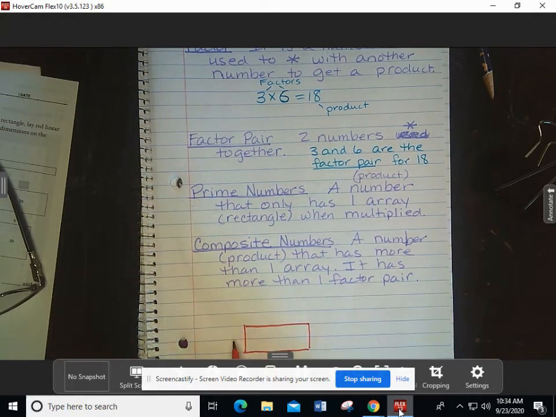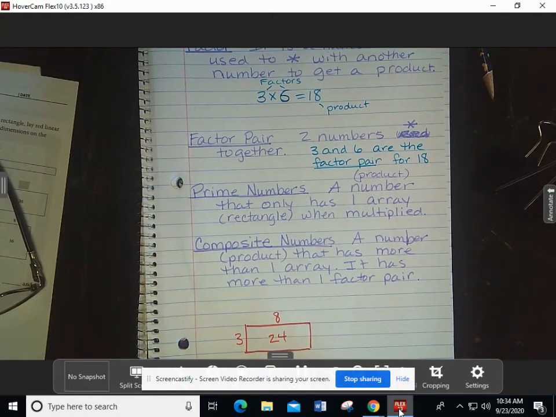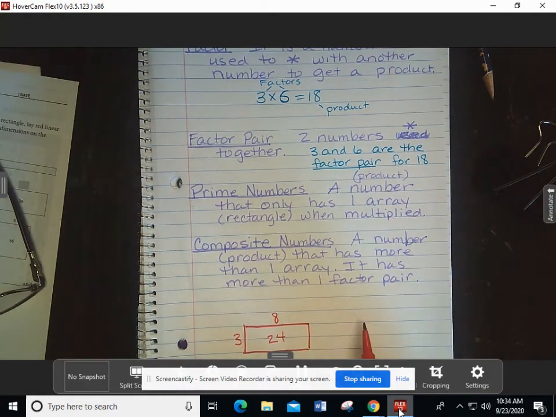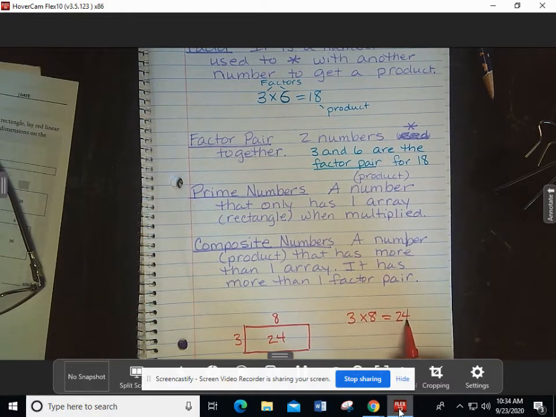So if we would have 3 as our length and 8 as our width, our dimensions would be 3 by 8. If we filled this with 3 rows of 8 little squares and we counted up all of the squares, this would make its array. This would be the area, and the area would be 24 little squares. Again, the factor pair would be 3 and 8, which are also the factors. And when we multiply them together, it gives us the product.